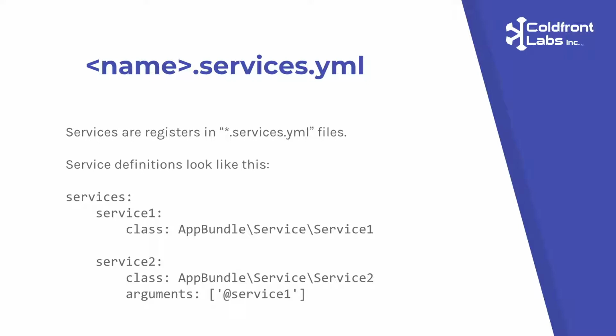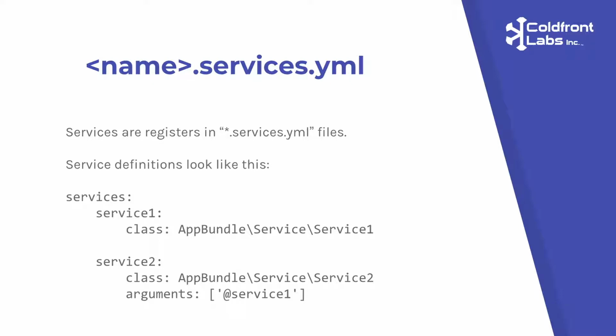And service definitions look a little something like this. They're in a section called services, in case there's other data in here, and there can be. And then you have a service name. I have service 1. And then it says what class service 1 is. So somebody asks for service 1. The service container will instantiate, there's the word, app-bundle services 1. There we go.